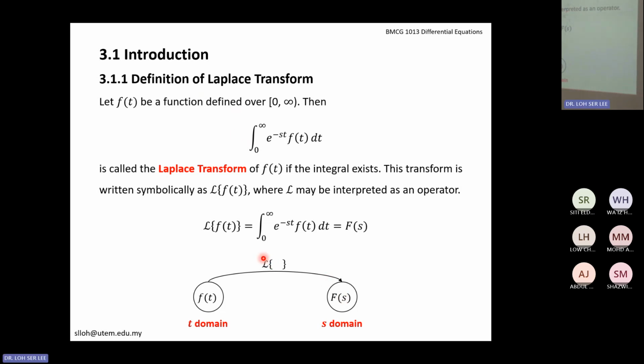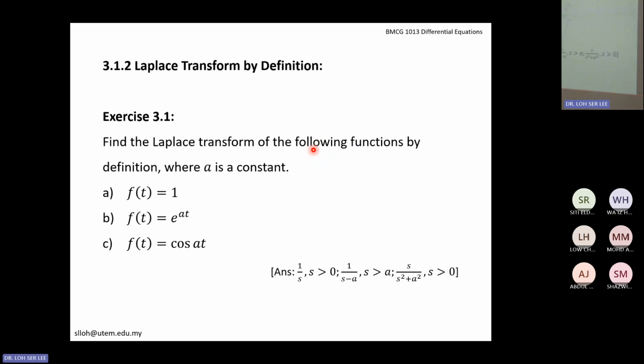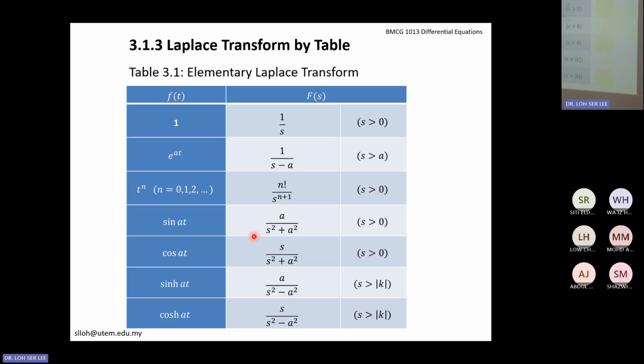We use the symbol L, the Greek letter form, for Laplace. So when we Laplace f(t), we get F(s). After Laplace, everything will be in S, no more T. There are two ways to do the Laplace transform. One is through the definition. Another one is through the table, and actually this table is also obtained from the definition.